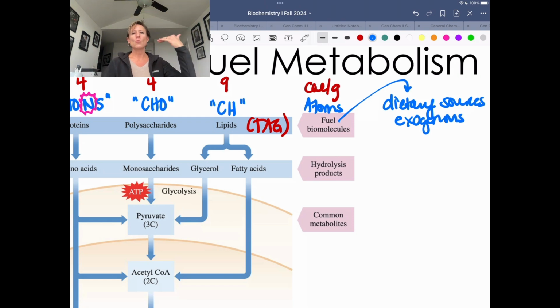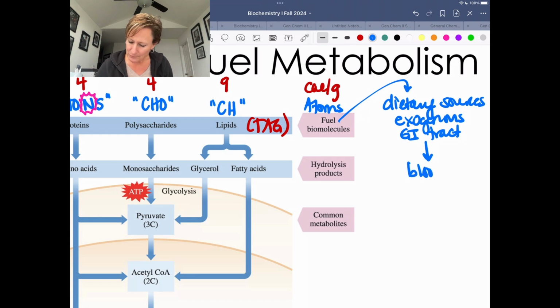Okay, so we are going to be consuming these and then getting them into our GI tract, and we need to get them out of our GI tract and into the bloodstream. So we're going to talk about these fuel molecules in our GI tract, and how we get them out into the bloodstream.